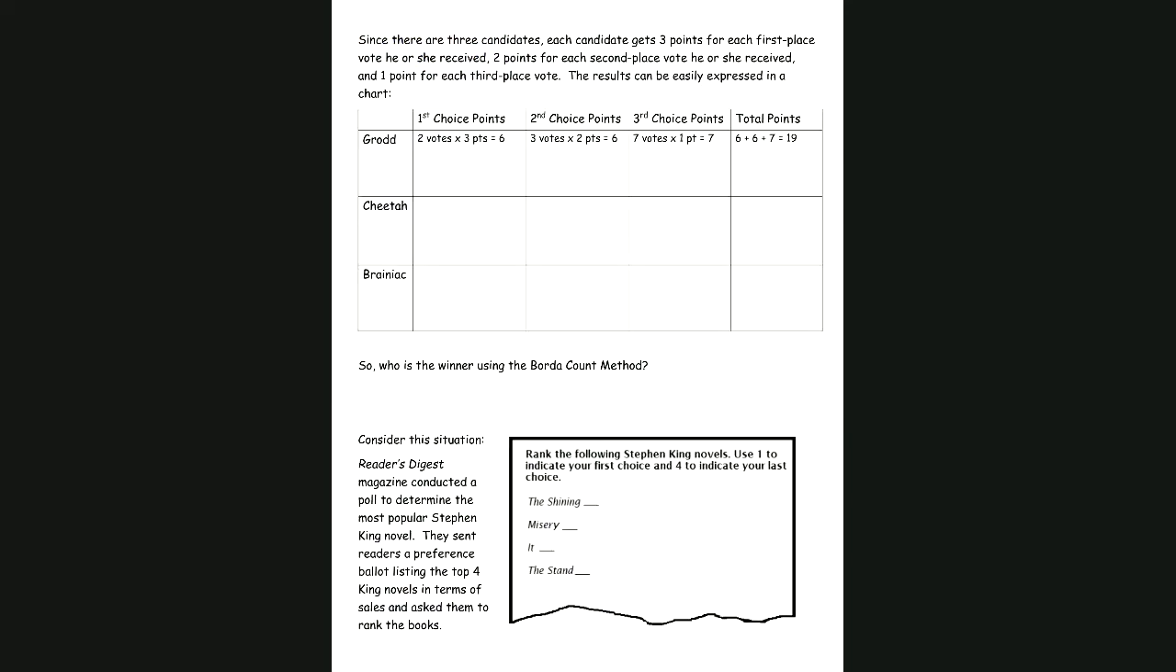That's going to give us 6. 3 votes times 2 points. That's also going to give us 6. And 7 votes times 1 point. That's going to give us 7. And when I add 6, 6, and 7 up, I get 19. So Grodd has 19 total points.